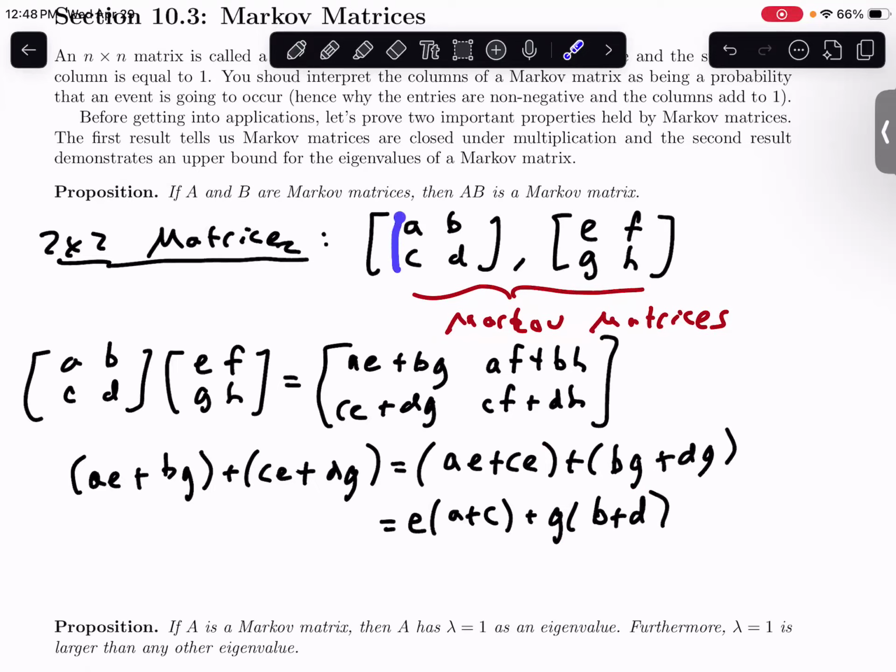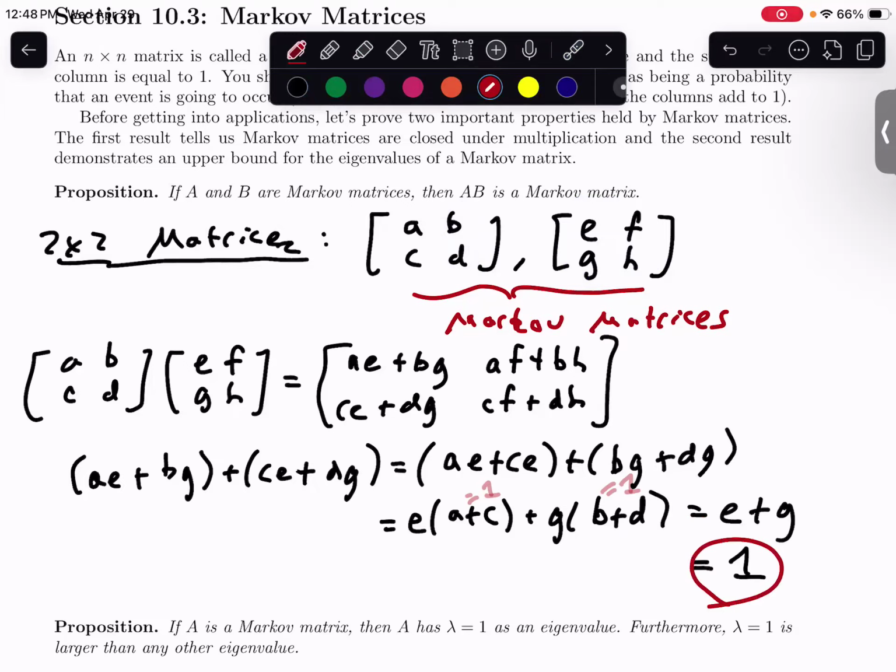And so we have A plus C. A plus C was the sum of the first column here. So we know this is equal to 1 from the fact that it's a Markov matrix. Similarly, we have B plus D. That's the sum of these 2 entries here, which we also know is equal to 1 because it's a Markov matrix. And so this is equal to E plus G. And we know E plus G is equal to 1 because we know this is a Markov matrix as well. So this ends up being equal to 1.